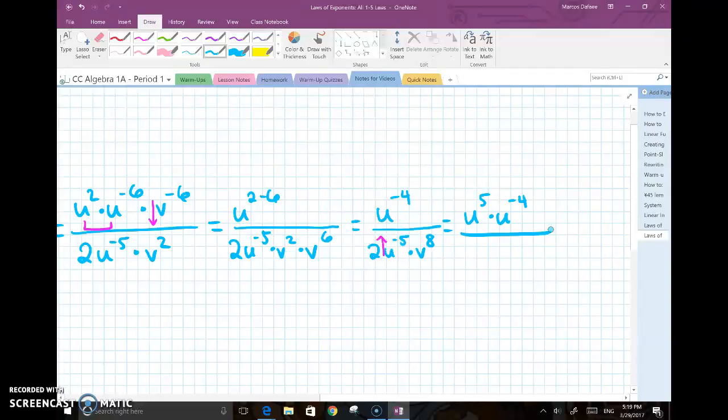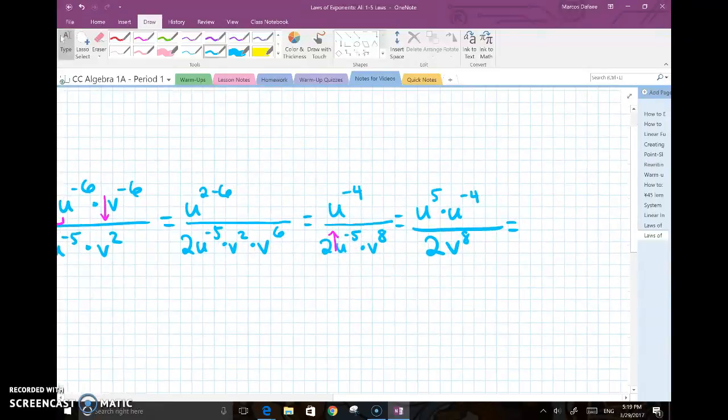Okay, so down here I have a 2. My coefficient is still there. My v with a power of 8. Okay, there's nothing more for me to do down there. And in the numerator, if I combine my 5 and negative 4, I get u to the power of 1, which you don't have to write, by the way. You don't need to write the 1.